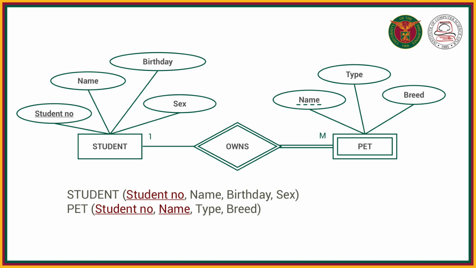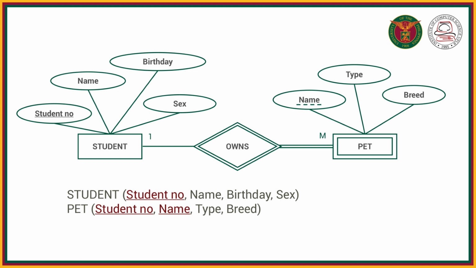So, ang gagawin natin, we will declare a relation based on the strong entity. So we have your student, and then primary key, student number, name, birthday, and sex. And then we will also create a relation for the weak entity. So we have pet, and then, sabi, yung primary key daw ng independent entity, ikakopy natin as attribute dito sa loob ng weak entity. So we have name, and then student number, referencing the student entity.